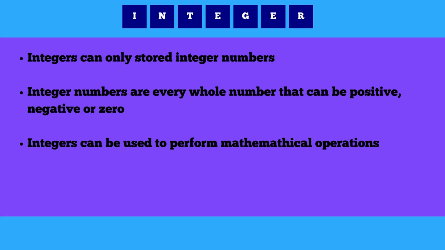Next, I'll be moving on to integers. Integer variables can only store integers, which are every whole number that is either negative, positive, or zero. These numbers can be used to perform mathematical operations.